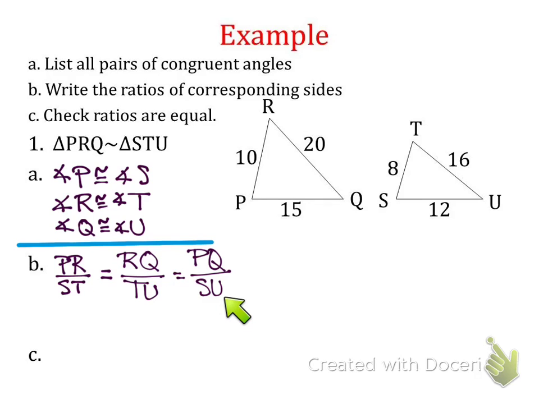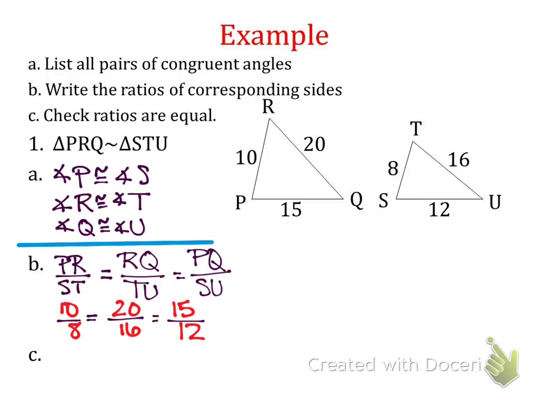So now let's go to the pictures. Let's put in those numbers, and then we'll check to make sure that they reduce to the same ratio. So putting in the numbers corresponding with the sides: PR, the number in between P and R is 10, so that's why we put a 10, compared to ST, which is 8, and so on. We're going to make sure these three ratios reduce to the same fraction.